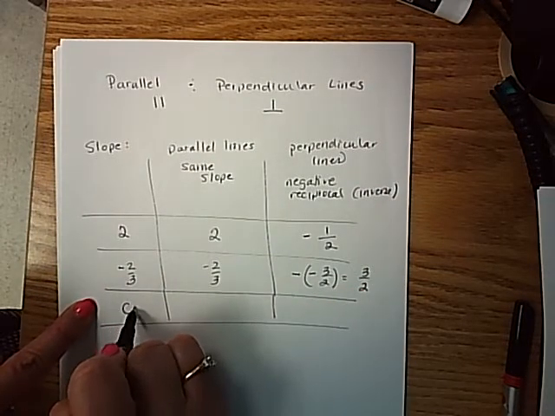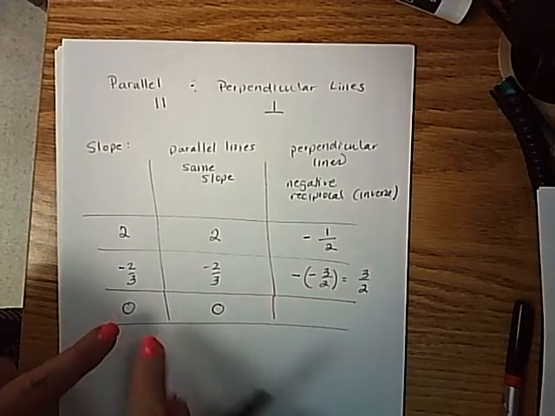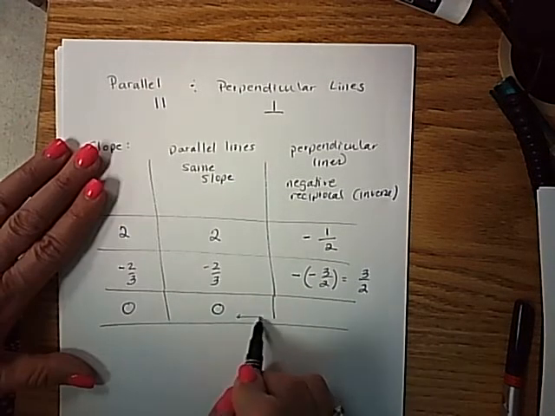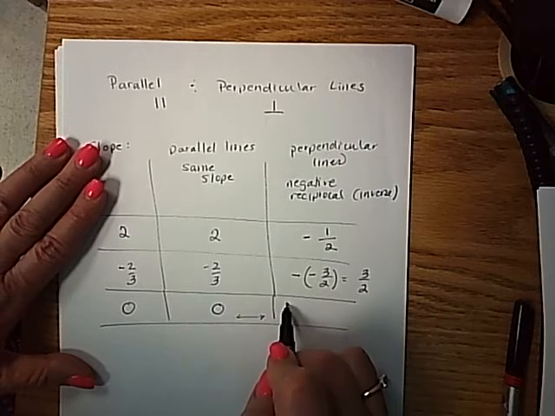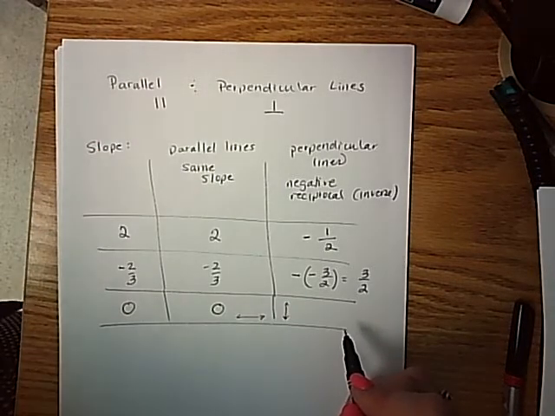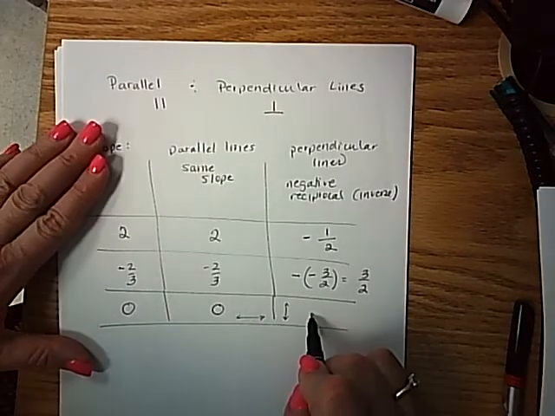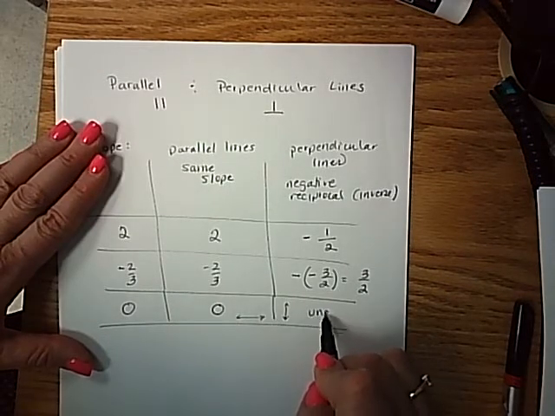If my slope was 0, parallel would be 0, but we know that a 0 slope is going to be a horizontal line, so the vertical line would be its perpendicular slope, which then would be undefined.